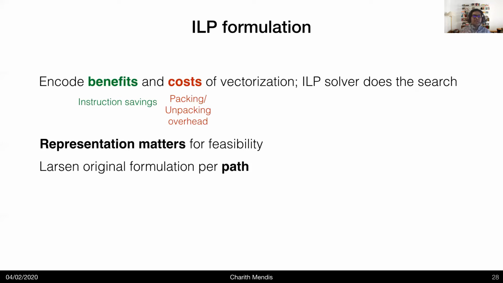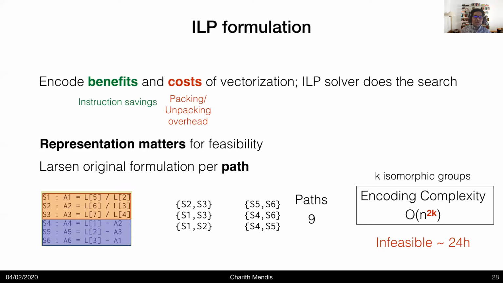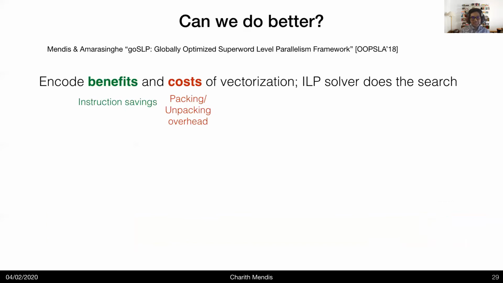There have been original attempts at formulating the SLP vectorization or statement packing problem as an ILP problem. Specifically, I will go into one. This is from Larsen's original thesis on SLP vectorization. He tried to formulate the statement packing problem for an entire path of vectorization opportunities. And this resulted in an encoding complexity which was exponential in terms of the number of statements in a function. And if you follow this strategy, even for a representative benchmark, it will take more than 24 hours to compile or to solve the problem. So can we do better?